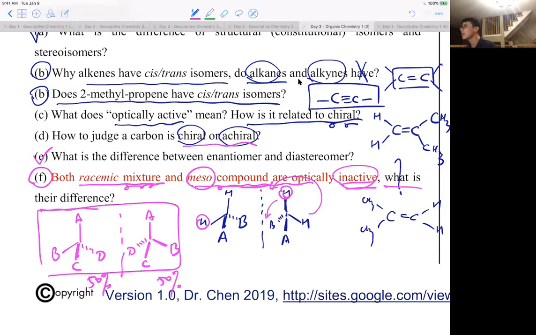Meso is when you have multiple chiral centers, but the overall molecule is achiral. Let me give you an example. Let's still use the cyclohexane. Is this a good example? This is not. Let me use another example. I may have to use Fischer projection.